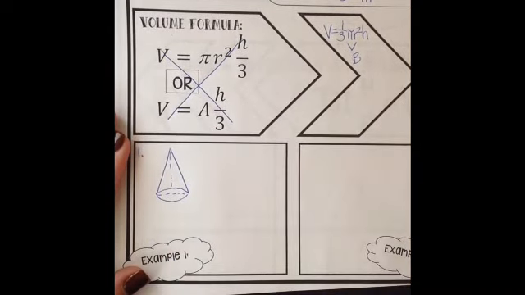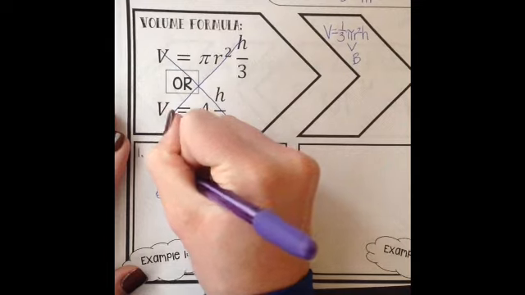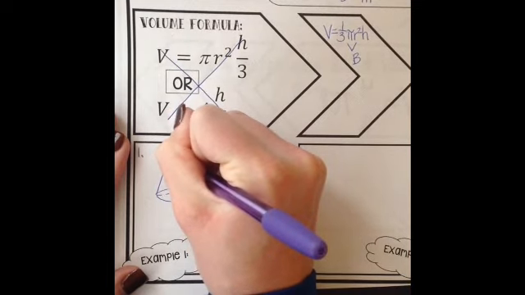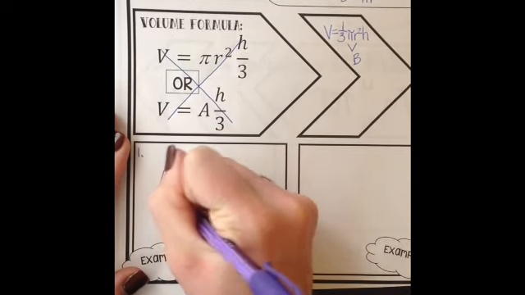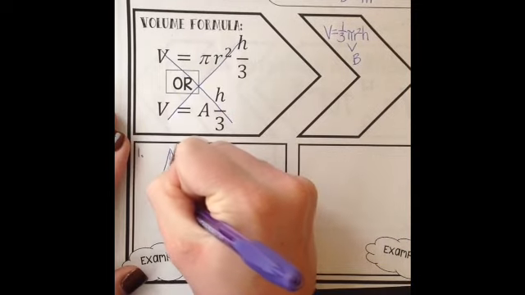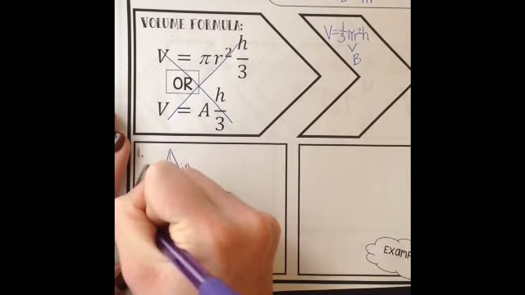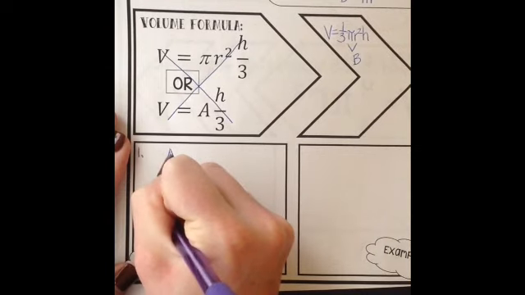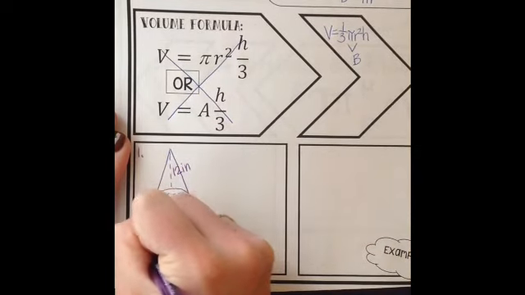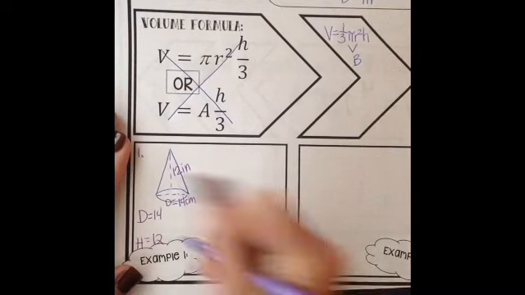That's going to be our D. The height for this one is going to be 12 inches, and our diameter is going to be 14 centimeters. Okay, so then down here we can go ahead and write D equals 14 and H equals 12.